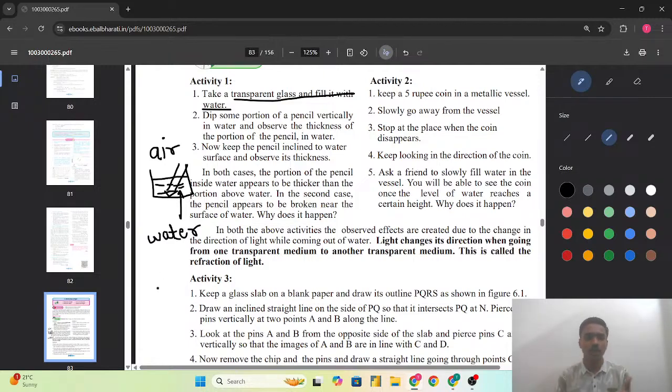So हमने यहाँ पर देखा कि हमें पेंसिल ब्रोकन अपीयर हो रही थी because the light is traveling from the water to the air, that means from one transparent medium to another transparent medium, due to which we feel that the pencil is broken। और यही जो प्रिंसिपल है, that is, when light travels from one transparent medium to another transparent medium, it is called the refraction of the light.